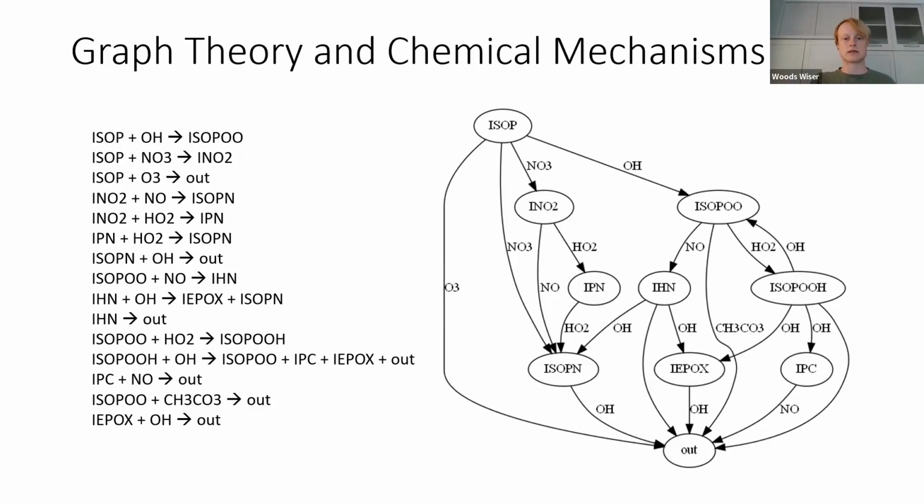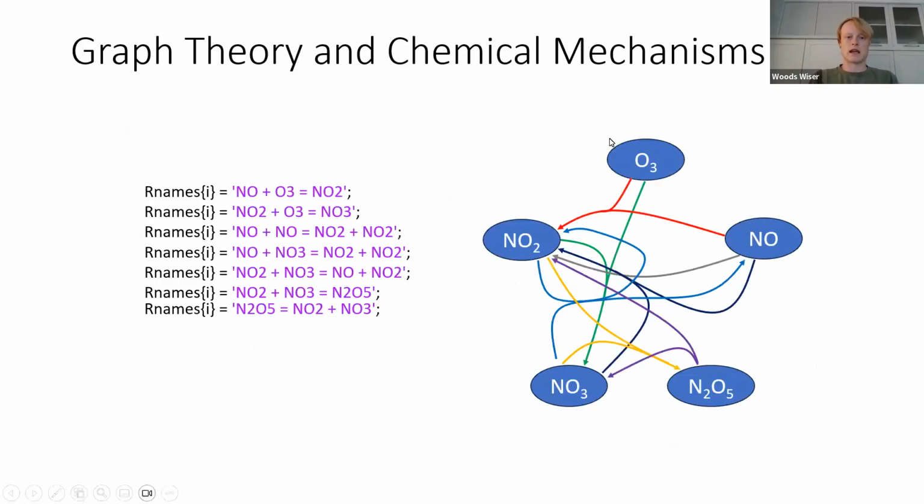And what you can see is that this graph is kind of neat and tidy. It's pretty easy to visualize and see where things go. And I'm going to contrast that with a similarly small, even smaller mechanism that's actually a lot messier when it comes to graph theoretical representation. So this is a section of the NOx chemistry for GEOS-Chem. And what you can see is that when trying to make a graph out of it, it's really messy.